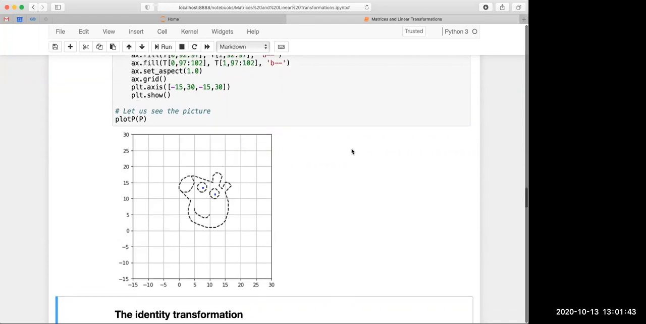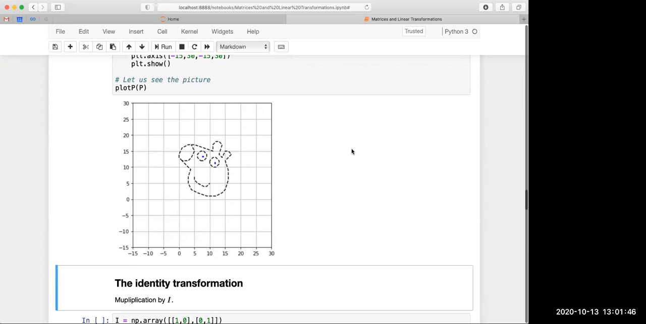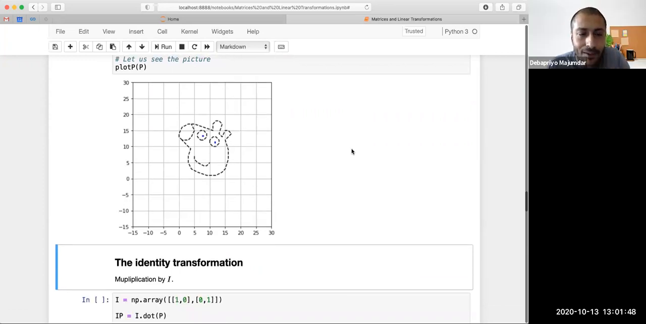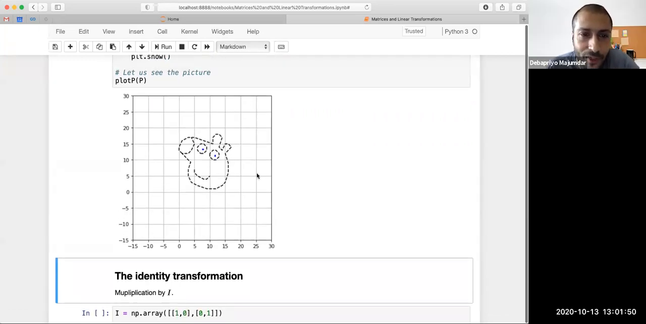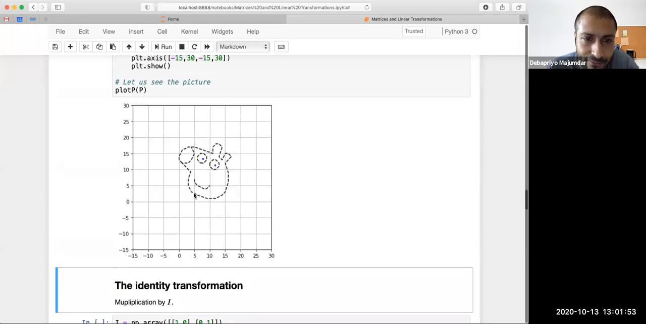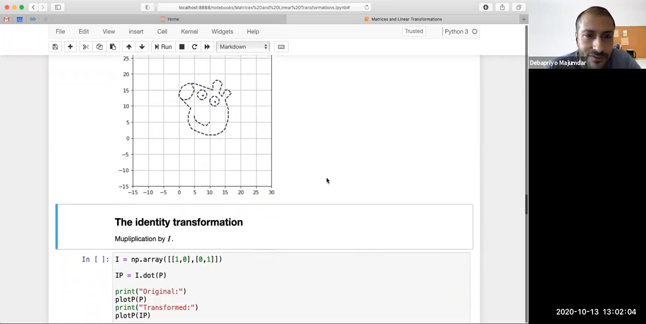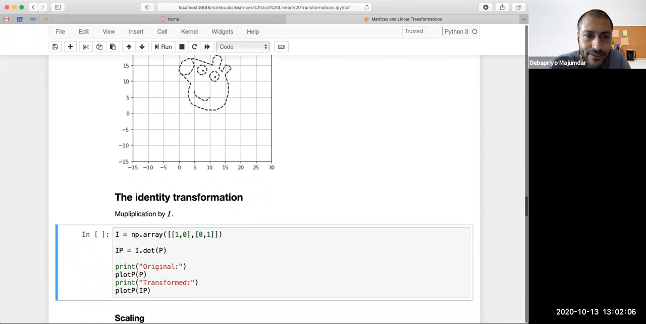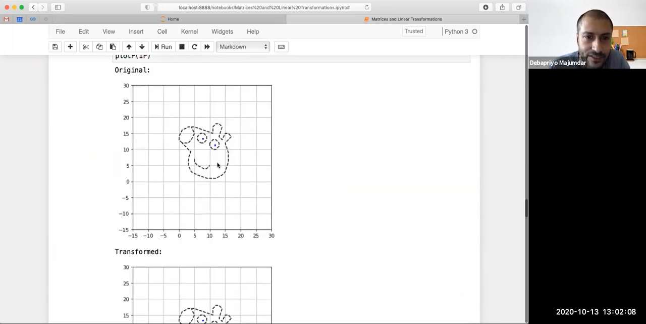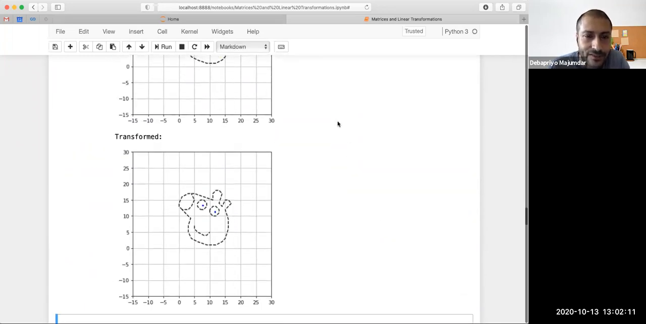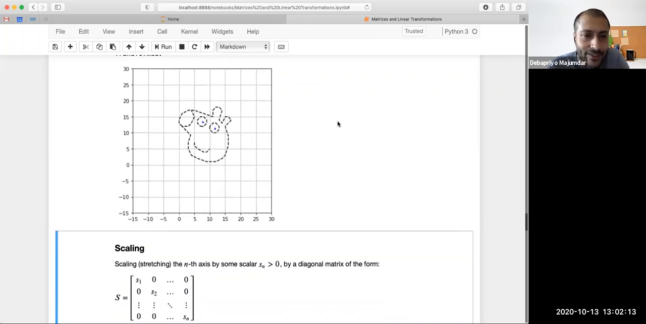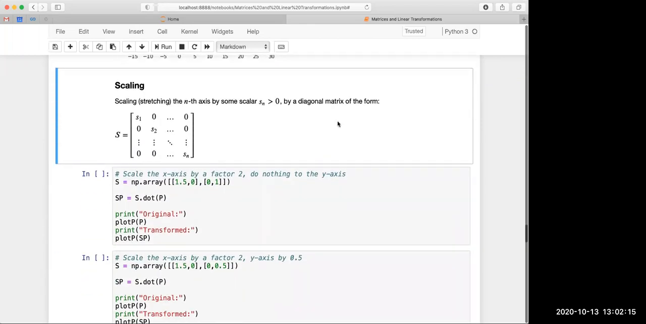So what happens if we multiply every individual point here? All that I have done is essentially drawn 102 points, and in a particular way I have joined them just to make it a picture, and also colored a couple of them blue, so don't worry about it. Now, what happens if we multiply this by the identity transformation? Nothing happens, right? So this is the original picture, the transformed is this. So identity, nothing happens.